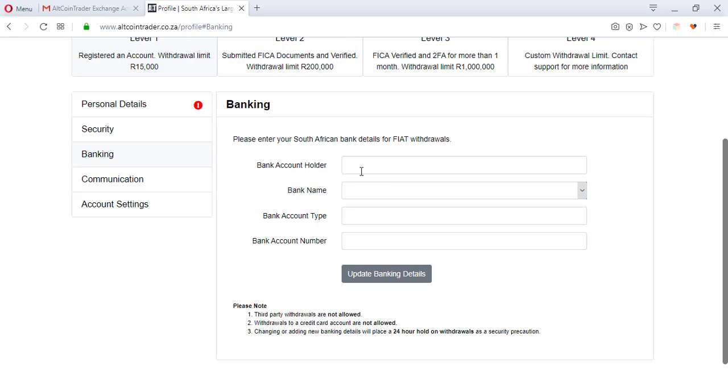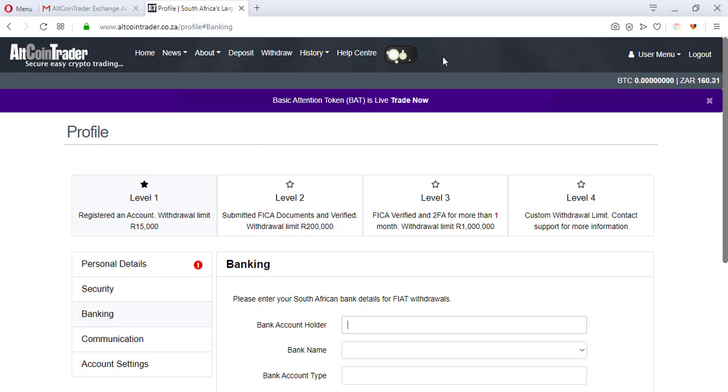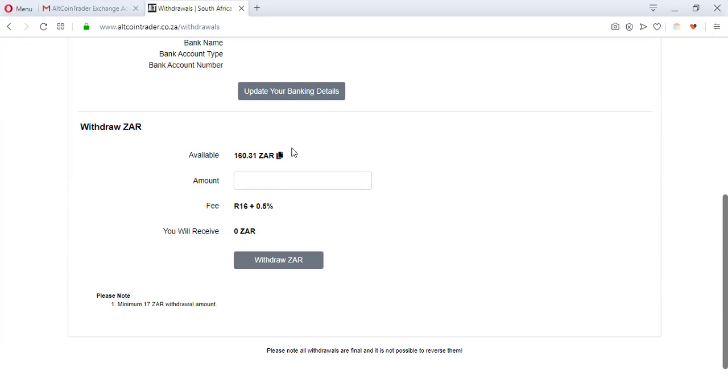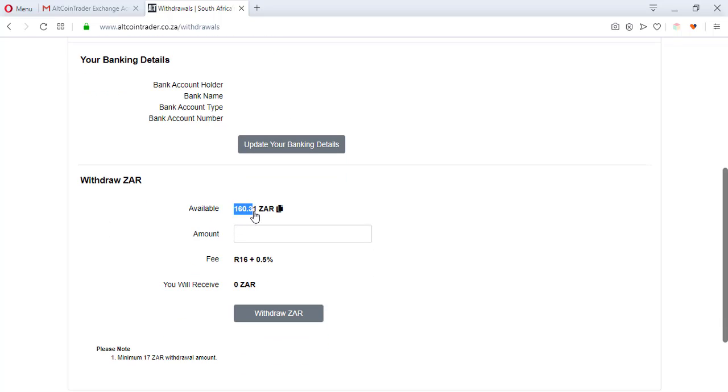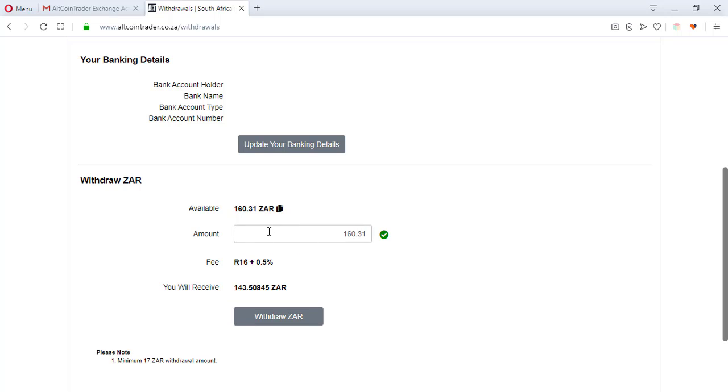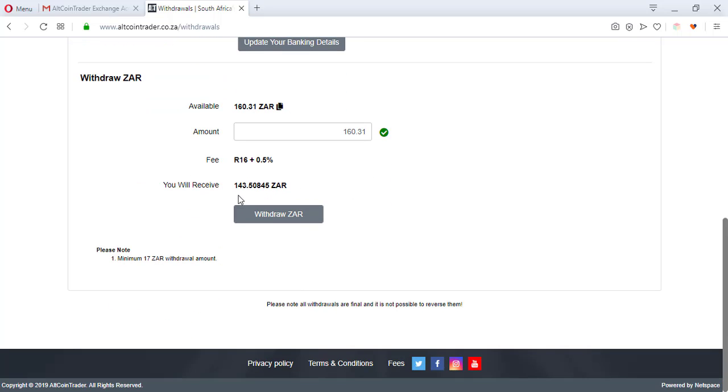So here I'm gonna put my bank account. Go ahead and put your bank account details here, right? So when you type your bank account details here, now if you go to withdraw, you will see your banking details right here. Now you can copy this amount and put it there, and now you're gonna withdraw 160.31, and the fee is gonna be 0.5%, which is 16 rand. So you're gonna receive into your account 143 rand.